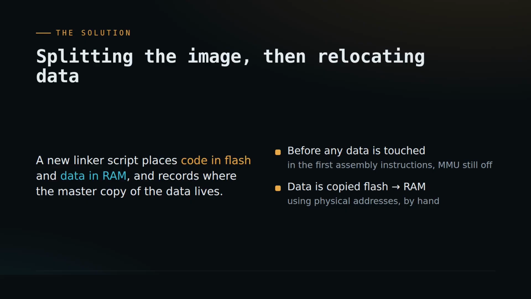For the split image, a new linker script places code in flash and data in RAM. It also records where the master copy of the data resides. Then, in the very first assembly instructions, the writable data is copied out of flash into RAM. This happens before any data is touched, with the memory management unit still off.